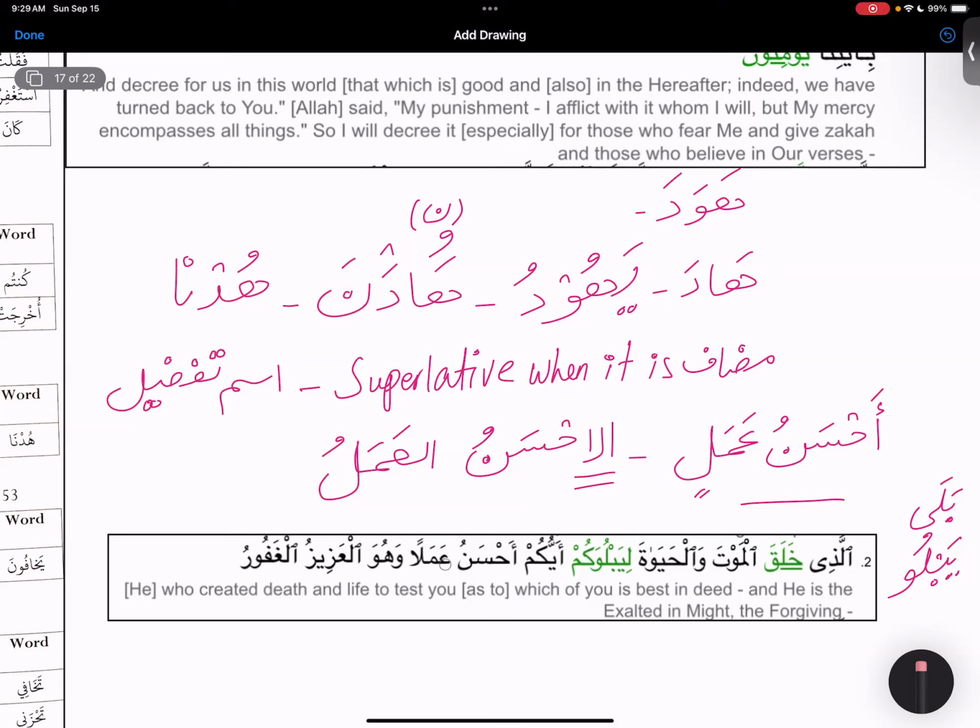So ahsanu amala over here is tamiz. And after ism tafdeel, we're going to have tamiz. If it was ahsanu amalin, it would have been the superlative, right? Yeah, exactly. Okay.